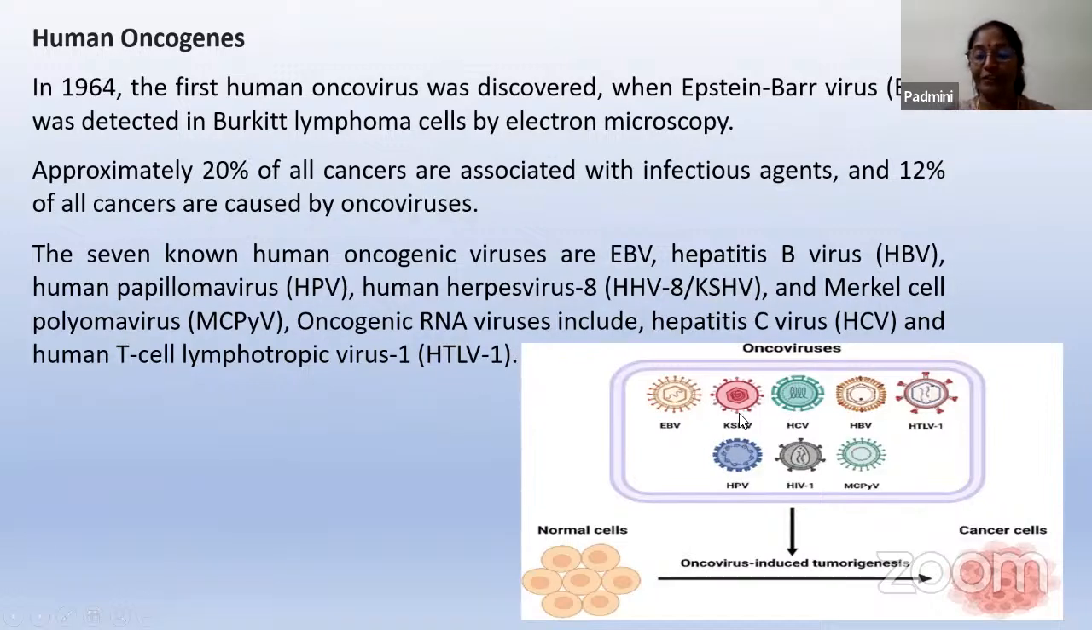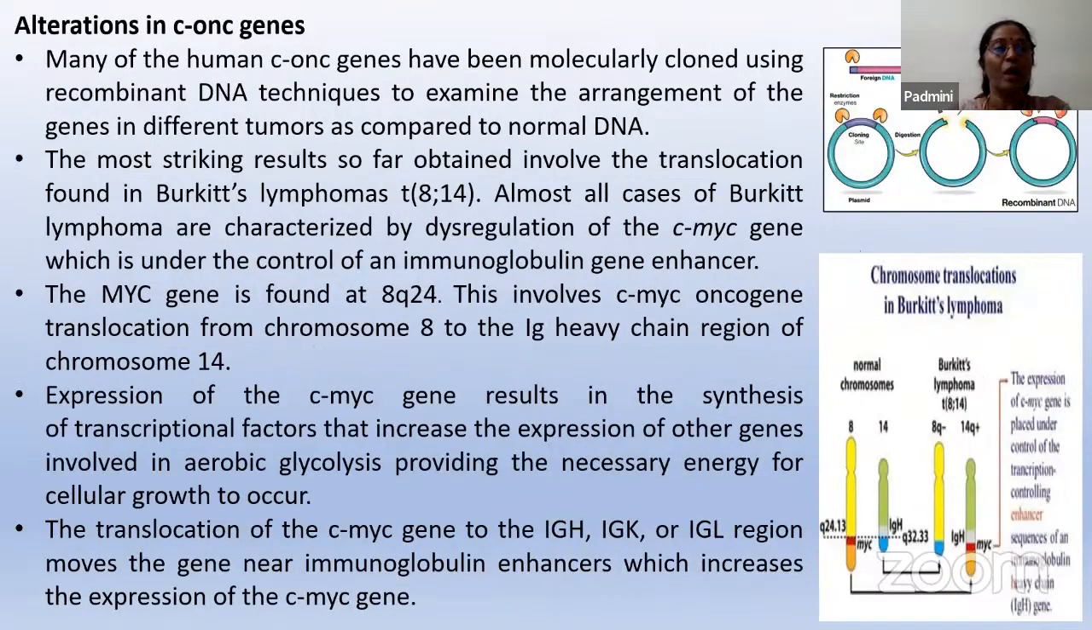So here you have all these different types of viruses which lead to tumorigenesis. That's the oncovirus. When these viruses attack normal cells in humans, they lead to different types of cancers, involving the EBV, KSHV, HCV, HBV, HPV, HIV, and MCPyV viruses. So these are the different viruses that can lead to different types of cancers.